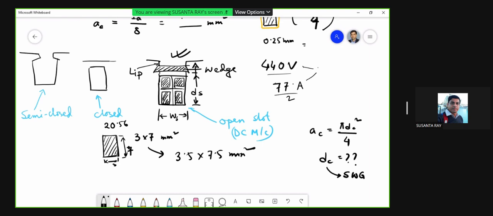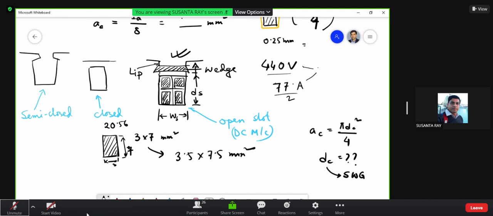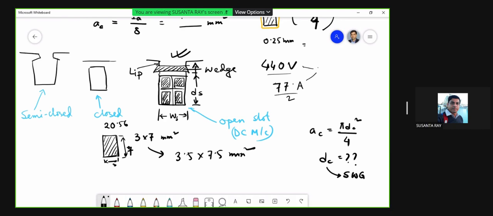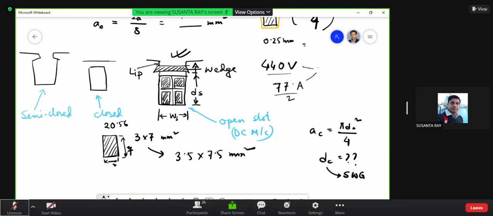But still, if you don't find that, you can take the SWG chart from Google, and from there see whether this DC value which we have calculated is available or what is the nearest value available. Sir, I'm getting 1.85 millimeter. Okay, so consult the SWG chart.